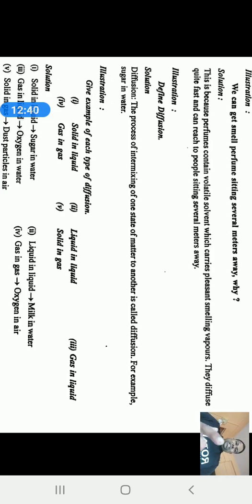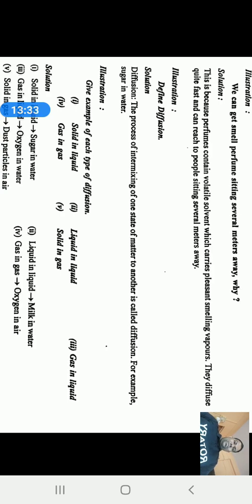Now see, they gave the definition of diffusion also. Diffusion is the process of intermixing of one state of matter into another, for example, diffusion of sugar in water. Now they gave examples here of each type of diffusion. Solid in liquid: sugar in water. Second, gas in liquid: oxygen in water. How can we conclude oxygen in water? As you know, beta, some amount of dissolved oxygen is present in water. Therefore, we can say gas in liquid.